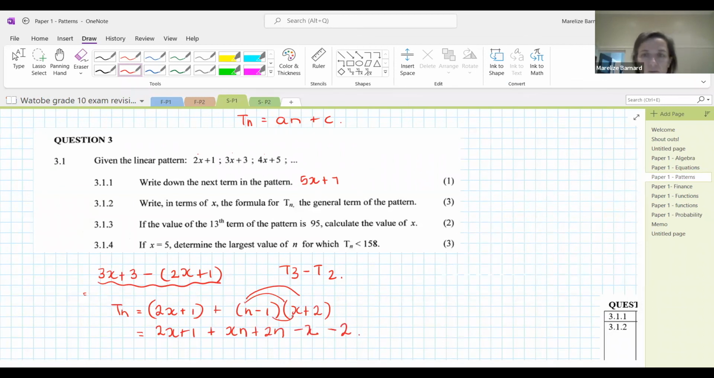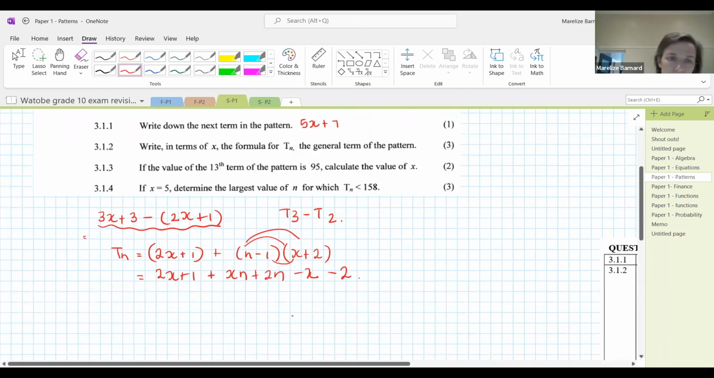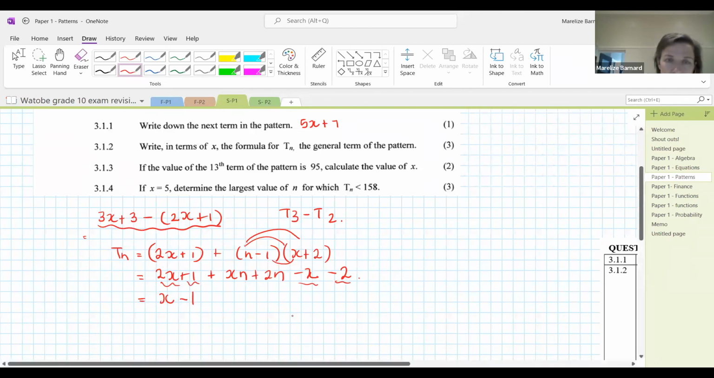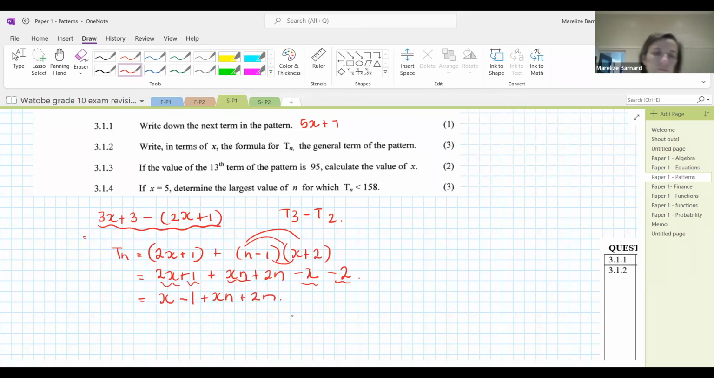And then we can simplify. So the 2x minus x is x, plus 1 minus 2 is minus 1, and then xn plus 2n can't simplify, so we just leave them as is. We can get fancy and maybe group things together or take out a common factor of n. Doesn't really matter. I don't think you need to go that far, but that's going to be your final answer.